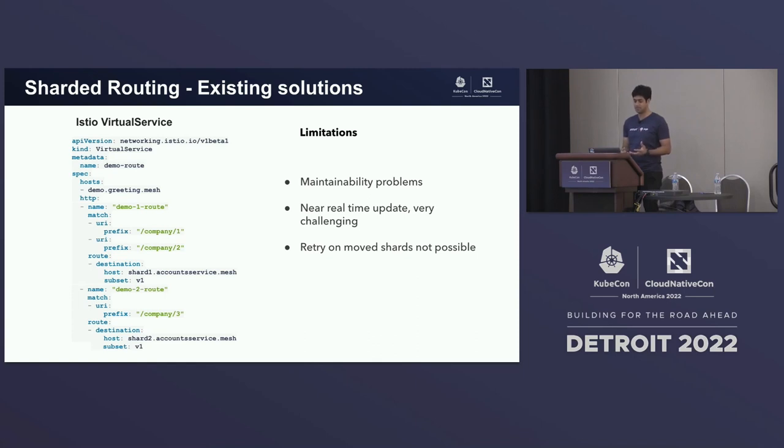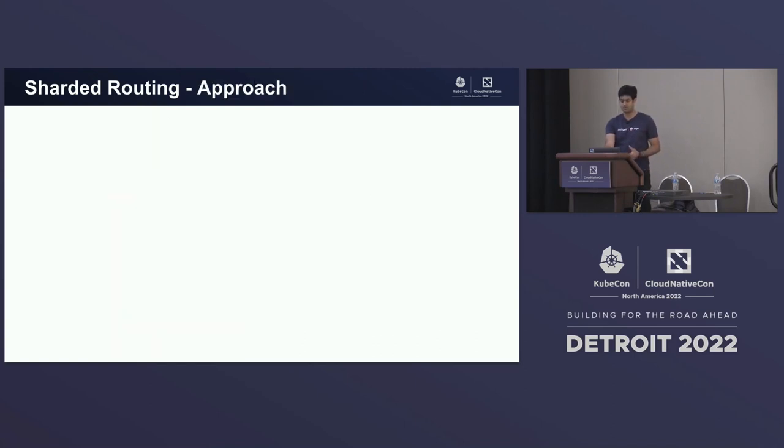This is not possible with the virtual service approach. We have to update the virtual service every time a new company gets added across all the shards again, right? Across all the client clusters. And then if the data can move among the shards as well, virtual service, as you are aware, it's a static mapping, so we cannot make that decision in the virtual service. So due to these limitations, we started designing our solution, and I'll walk through that approach, what we took.